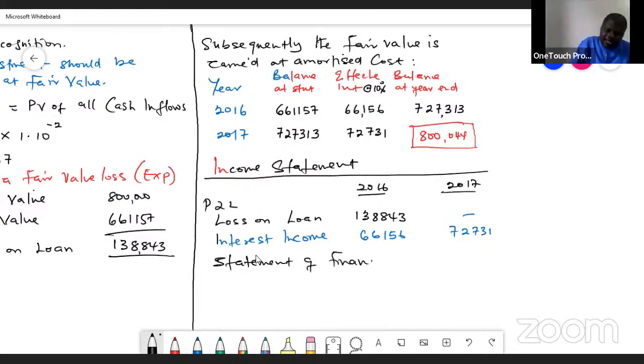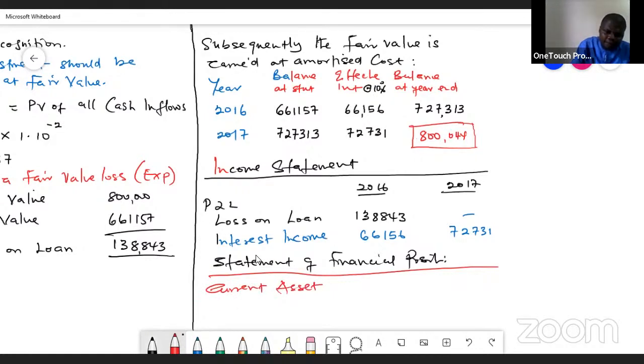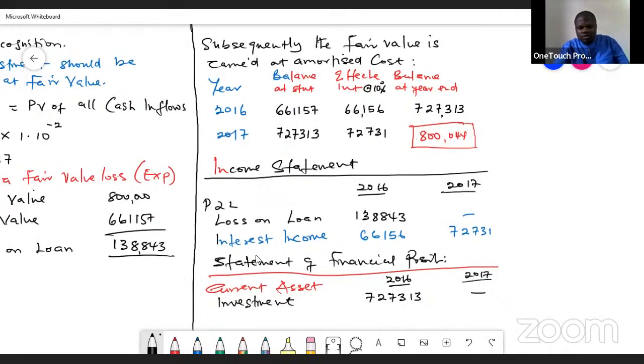So statement of financial position. We have current assets. Investments. That is 72,727,313. Okay. So that is that.